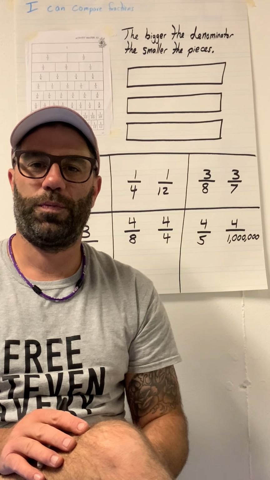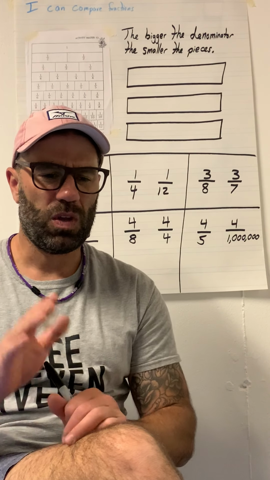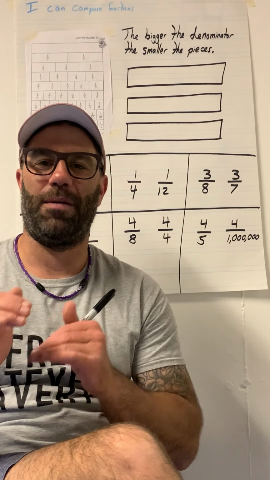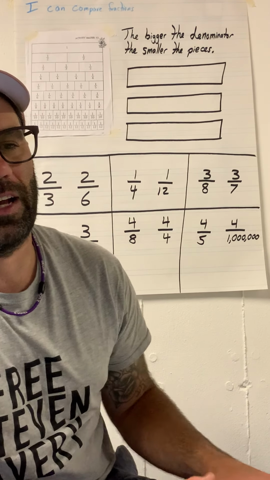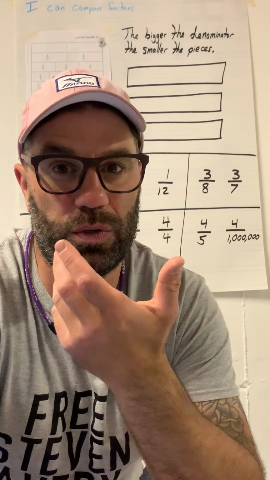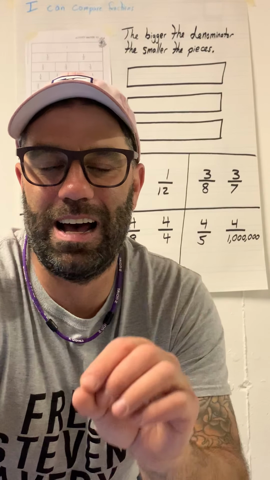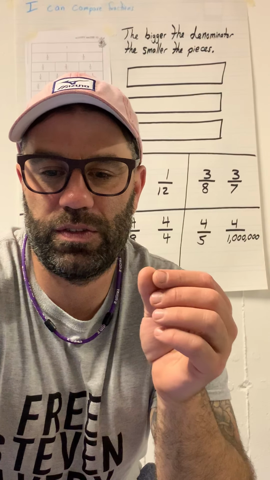E-I-E-I-O. All right, guys, today we're comparing fractions with different denominators, the bottom number. Yesterday we were comparing fractions with different numerators, like 1/4 or 2/4. They were both fourths. Now we're doing different denominators with the same numerators.